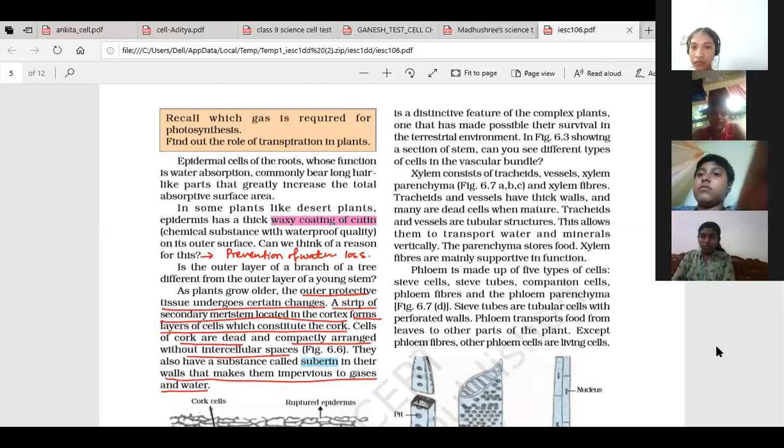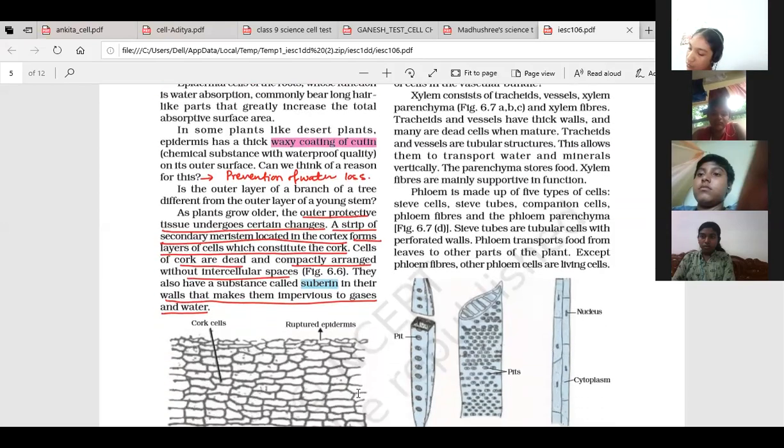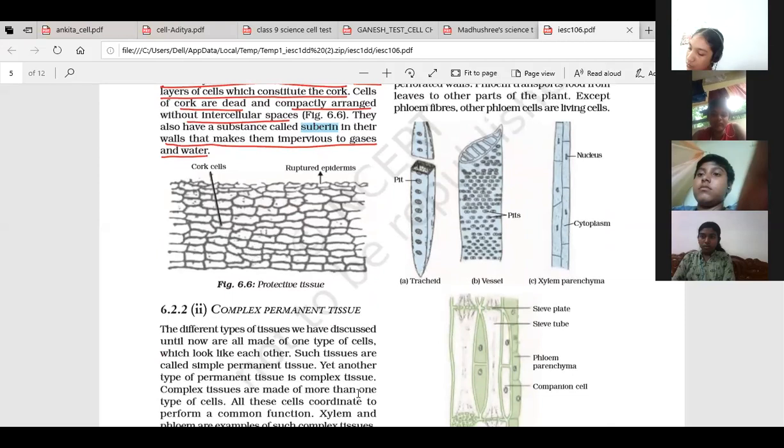Okay. Now that is about cork cells. That's done. Only this much is given about cork cells. Is that clear? So the epidermis finally gets converted after some years.